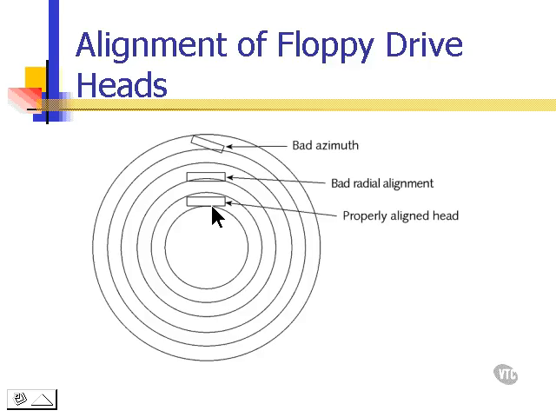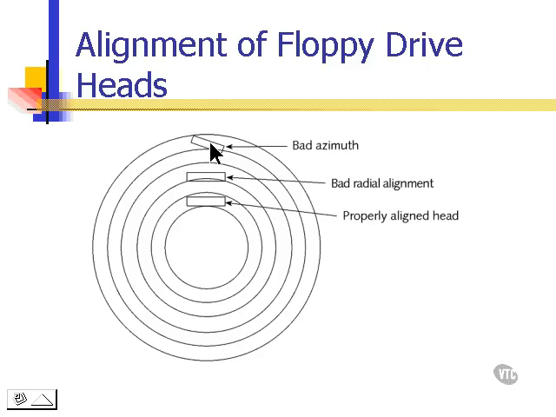A bad radial alignment means that the head is actually going over more than one track. It's crossing over the line between tracks. And a bad azimuth alignment means that the head is actually at an angle to the track, so that it's actually crossing over the line as well.